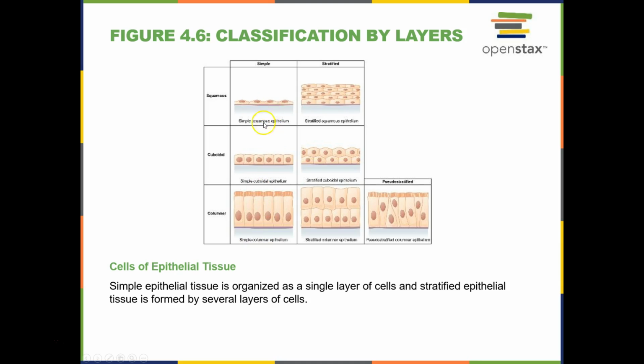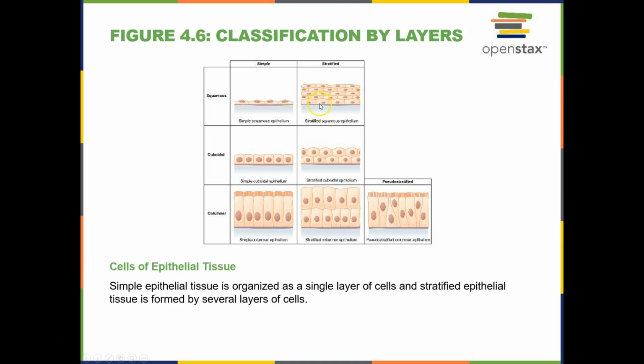So if you have a single layer of epithelium and they are flat, they're called simple squamous. If it is cube-shaped, simple cuboidal. If it is column-shaped, it's simple columnar. If it is more than one layer, two or more layers, then you have stratified, but you still look at the top layer to see what type. Stratified squamous, stratified cuboidal, stratified columnar.